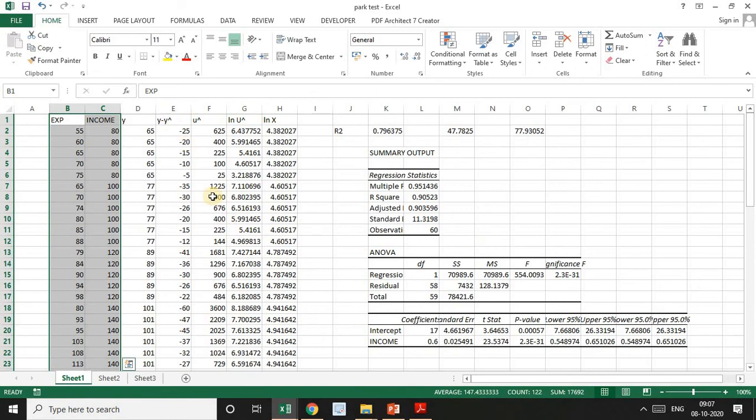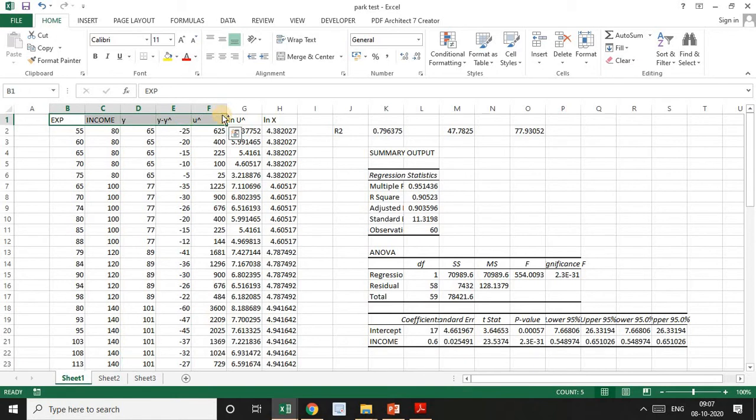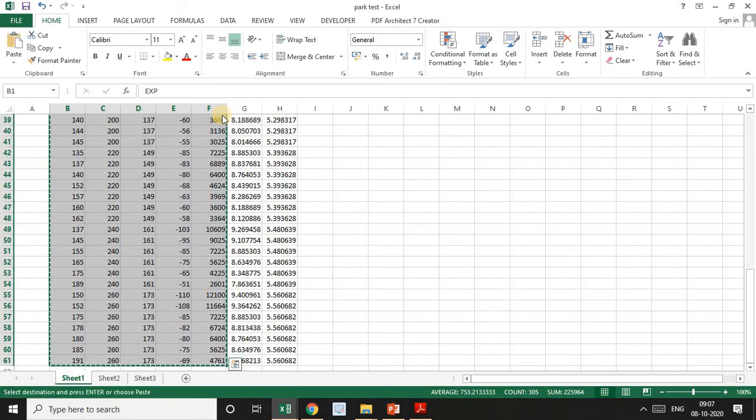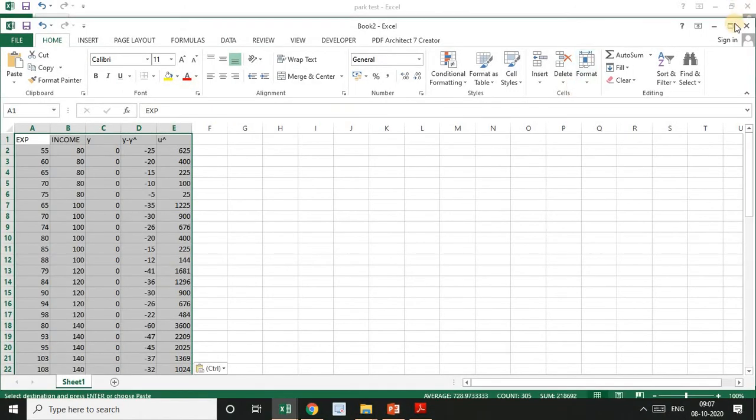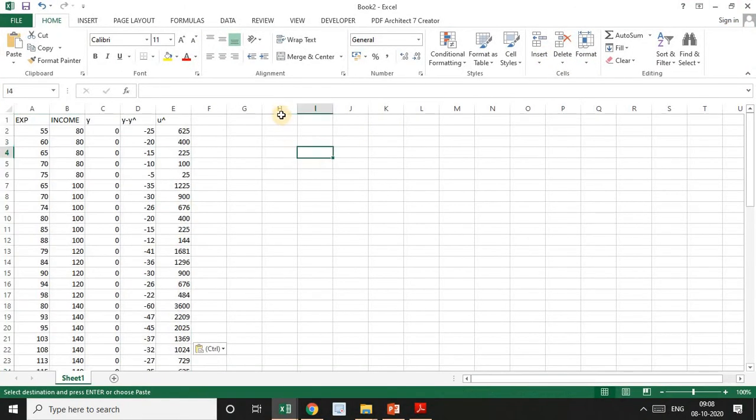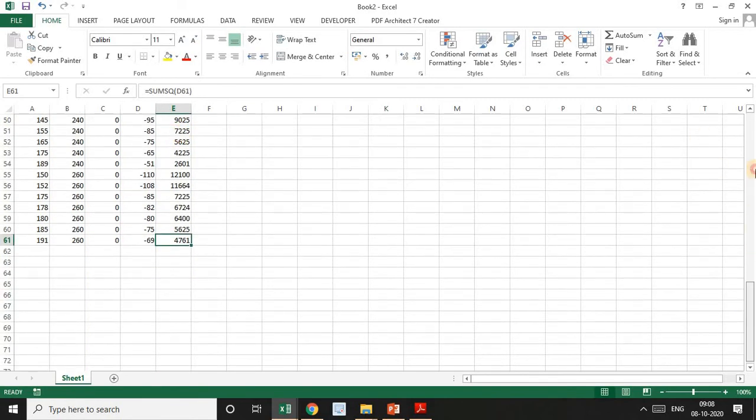Okay, I'm taking the same data, up to u cap. Then what I'm going to do is take the absolute value of u cap. This is not u cap actually, it is u cap square, I think. There's a mistake in this, I think.